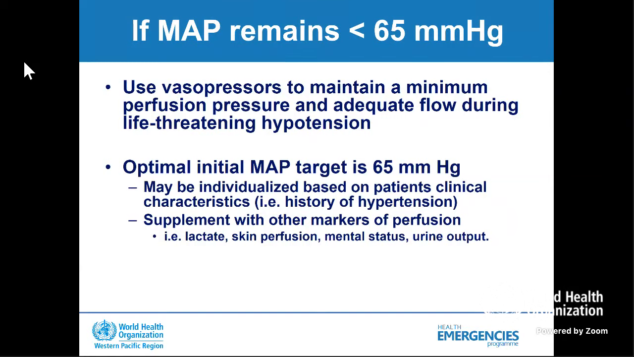You need to consider other markers of perfusion also. The other ones are looking at your mental status, your skin, your lactate and urine output. For example, if you had all of those and they were all normal, then you may elect to target a lower MAP, such as 60 or even 55.